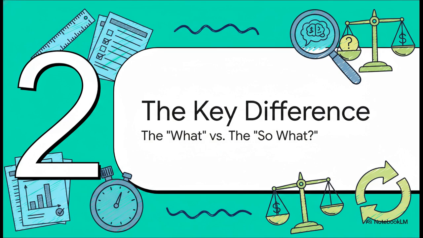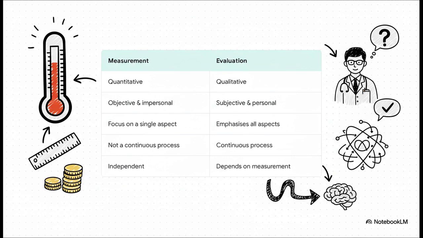So now we have our number. Great. But a number by itself is, well, it's just a number. And this brings us right to the heart of our explainer, the critical difference between the what, the score, and the so what, what it actually means and why it matters. This slide just lays it out perfectly.